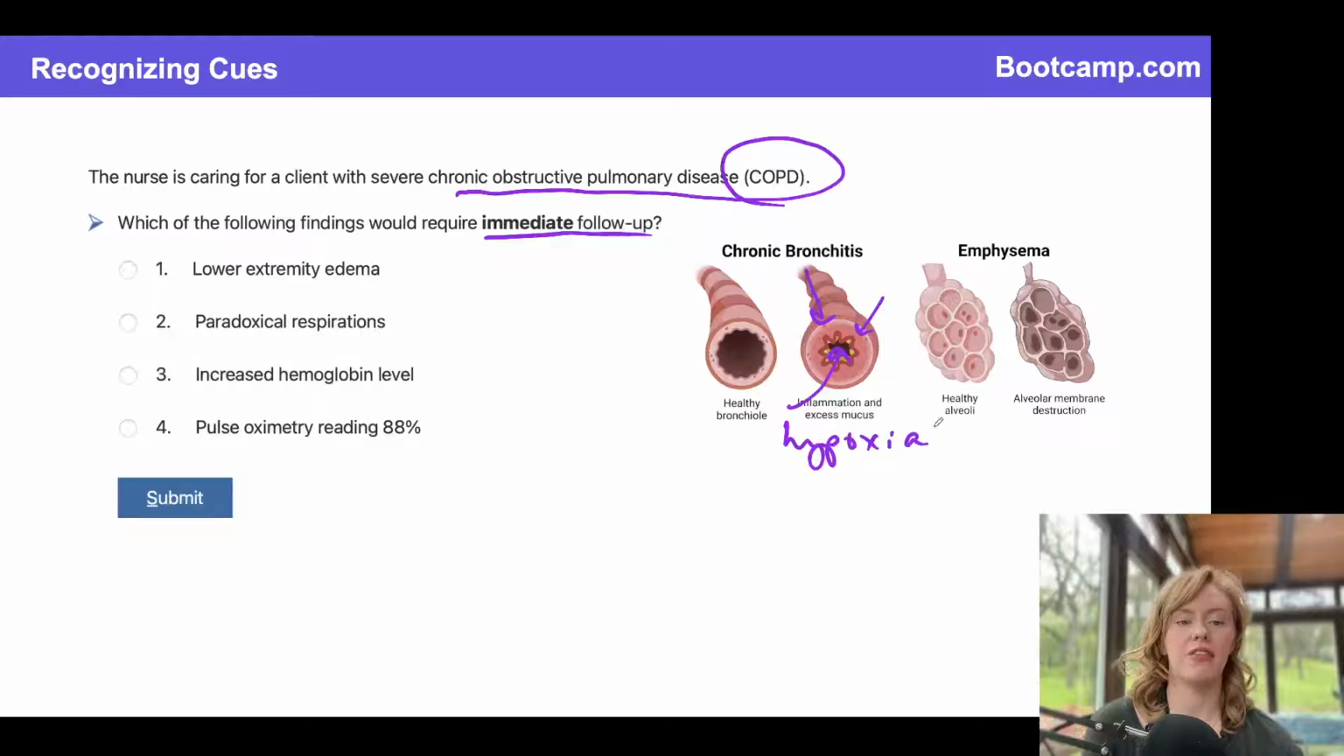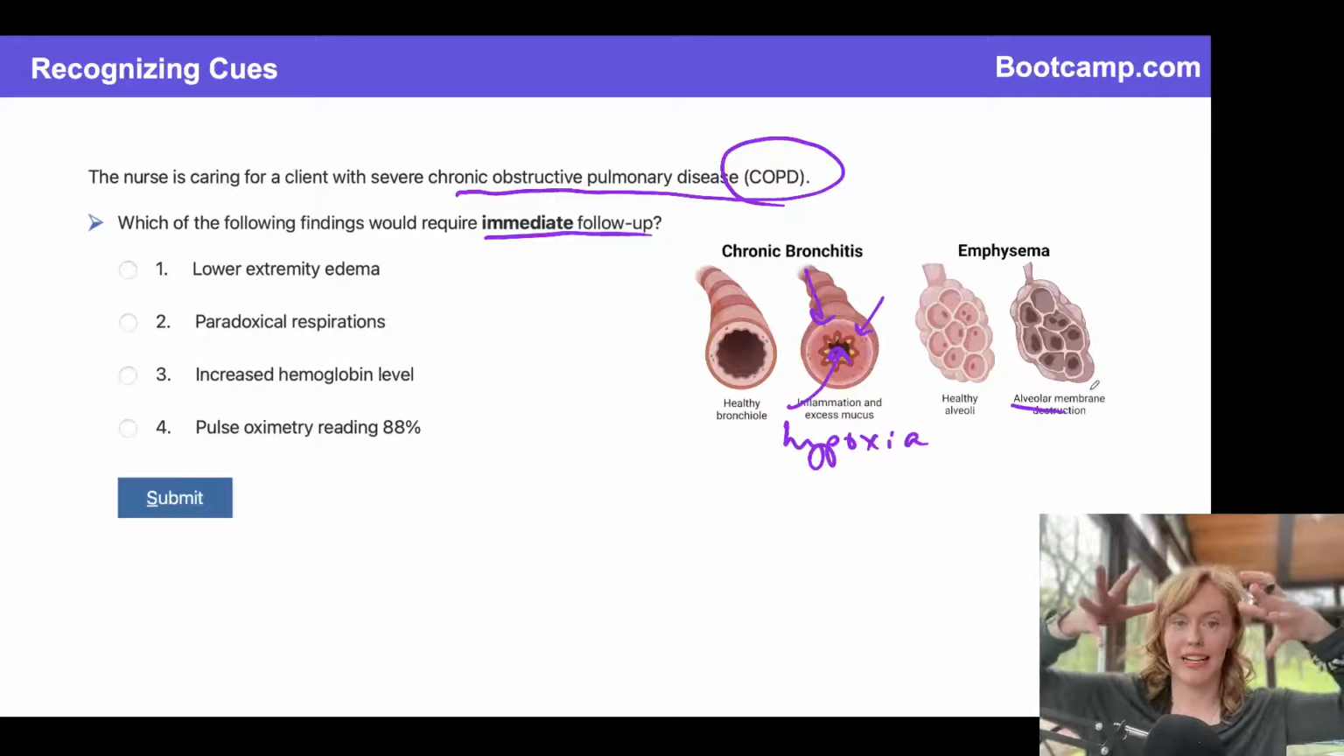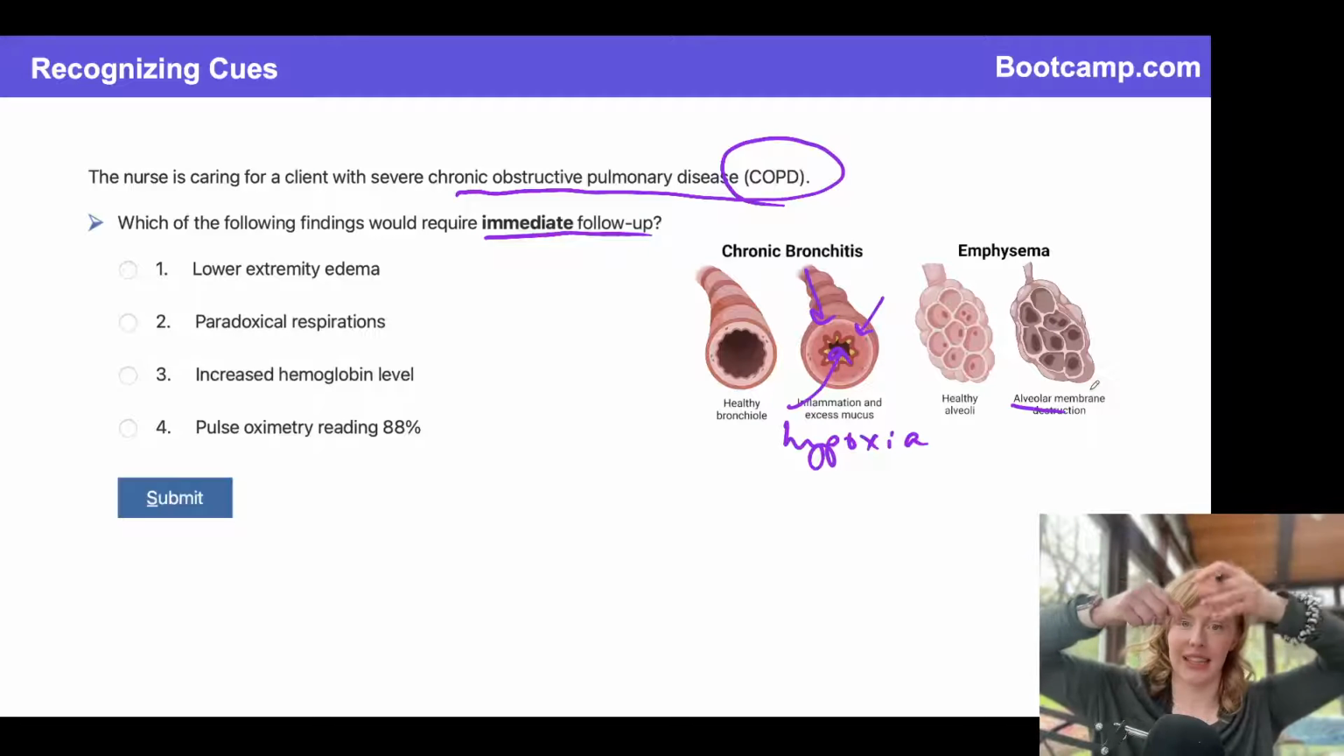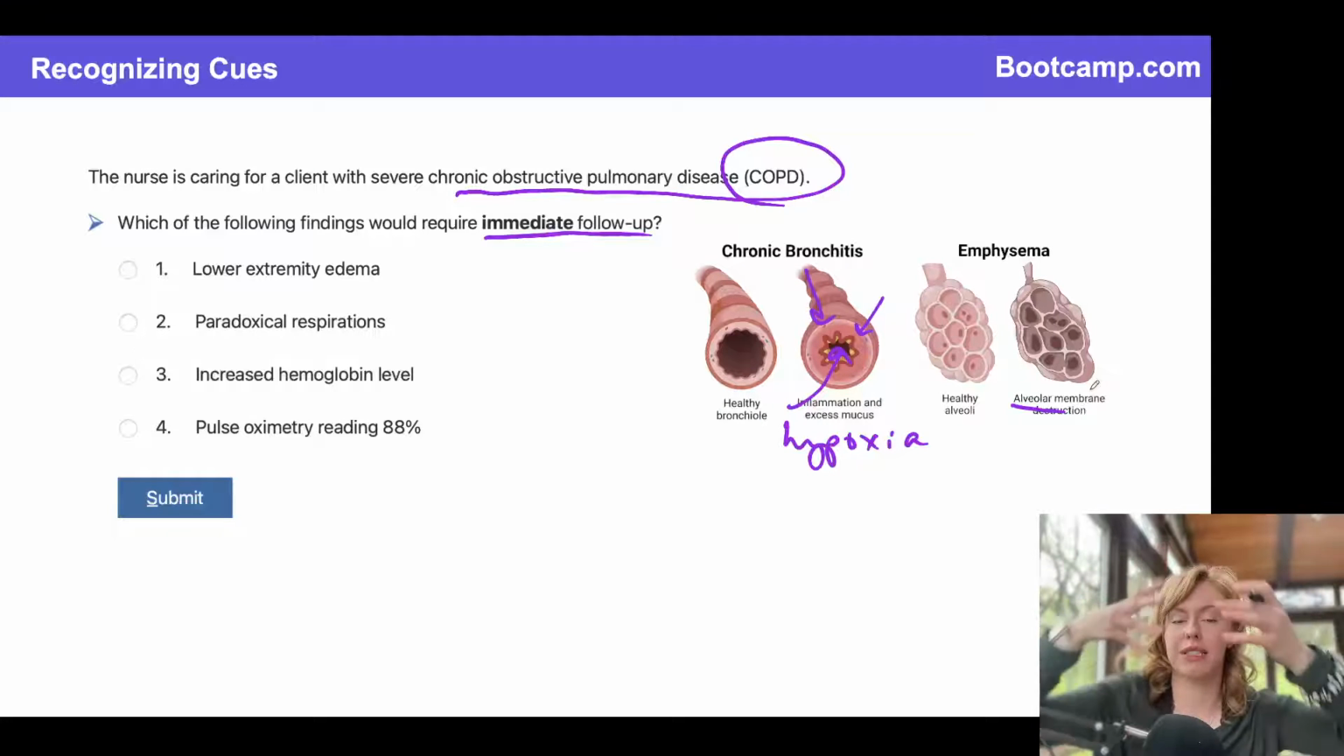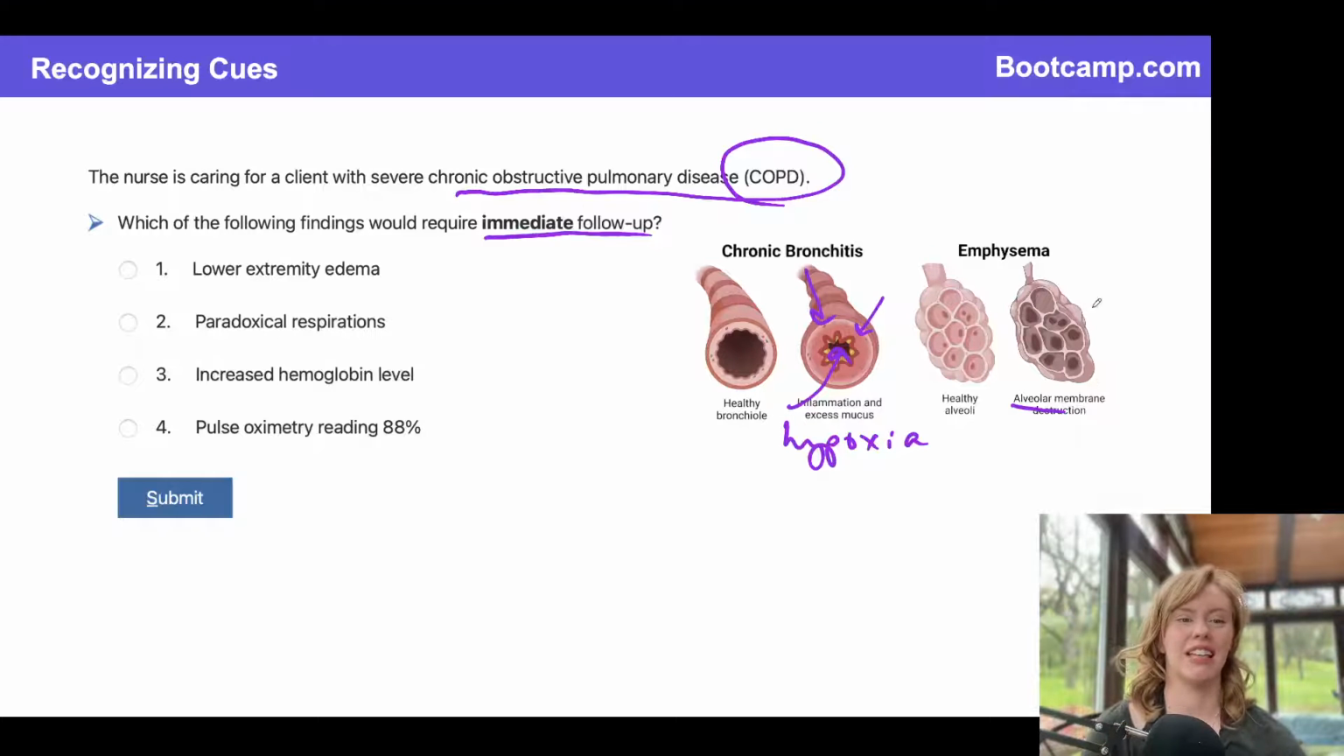And then the other effect that it has is that it destroys the elastic tissue here in the alveoli. And so healthy alveoli, the second that it inflates, kind of like a balloon, and you let go and let the air out of the balloon, it should immediately collapse. With COPD, it loses that elasticity and it's kind of more like this floppy paper bag. So nothing can easily get out. So that's our big problem, is we can't really get air in or out. We have limited airflow. So then which of these findings, knowing that, would require immediate follow-up?